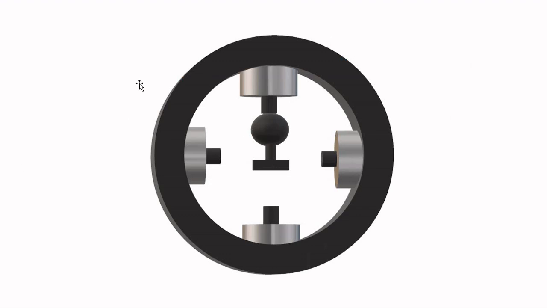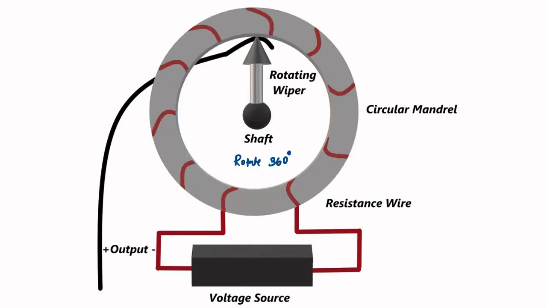We can use rotary potentiometers directly, or if we are using linear ones, sometimes we cannot design a rotary potentiometer for such a large size. So for small size measurements, we can use rotary potentiometers directly.